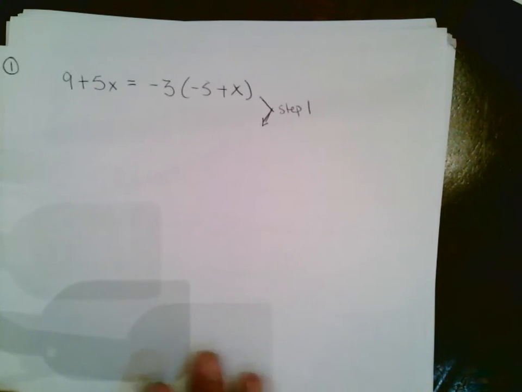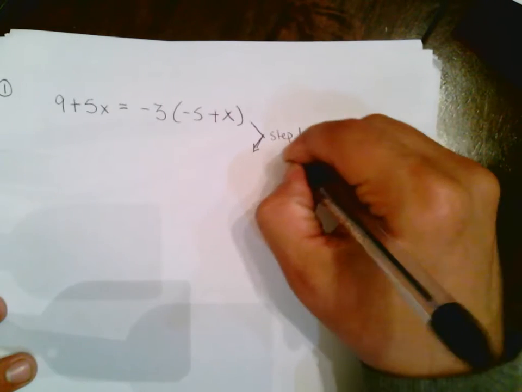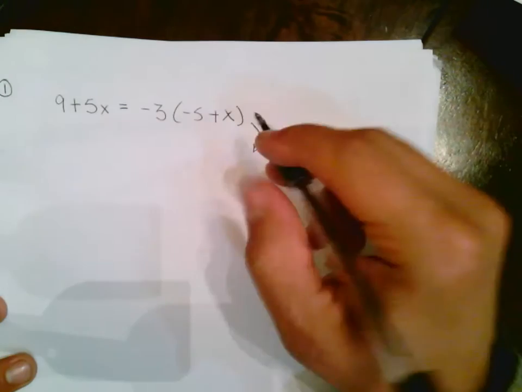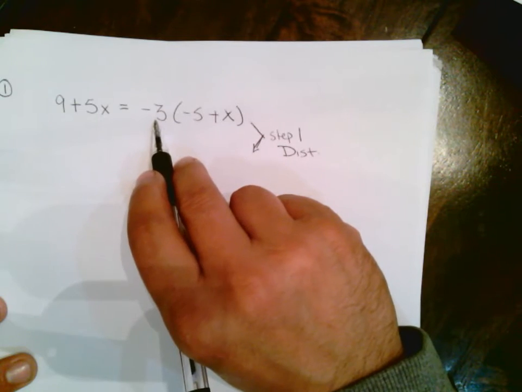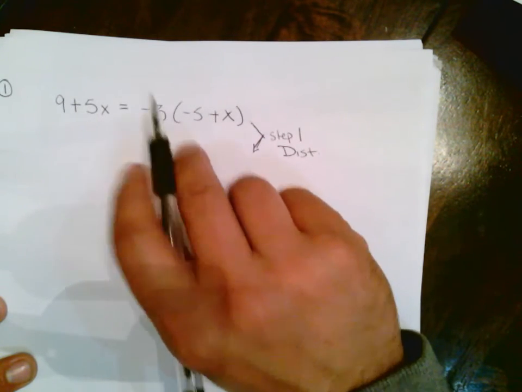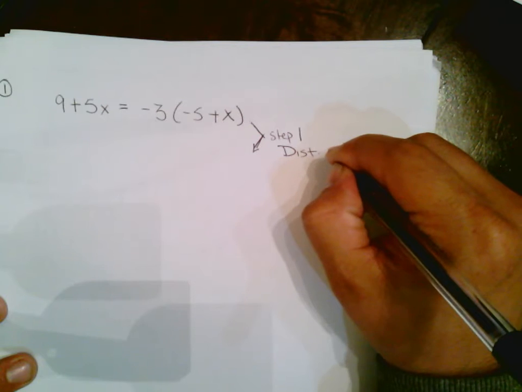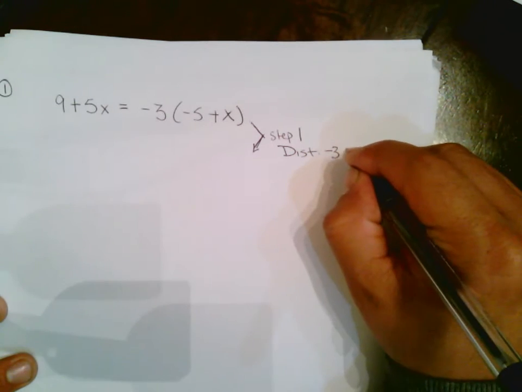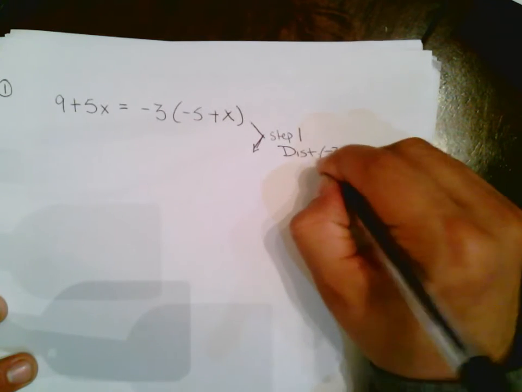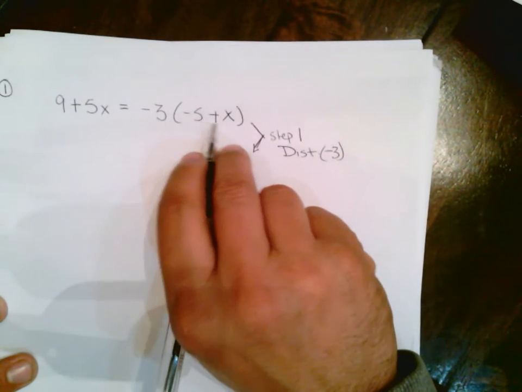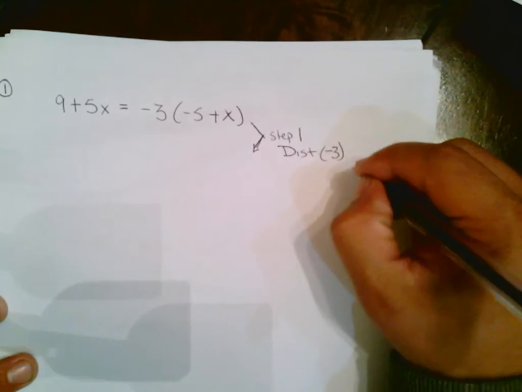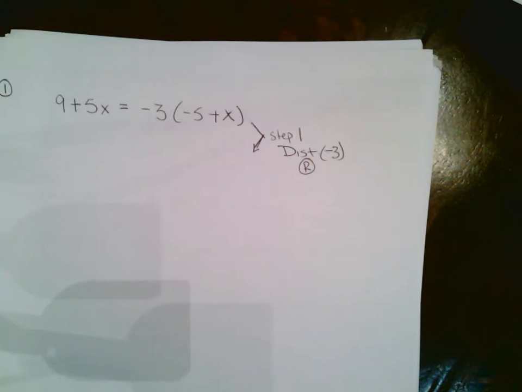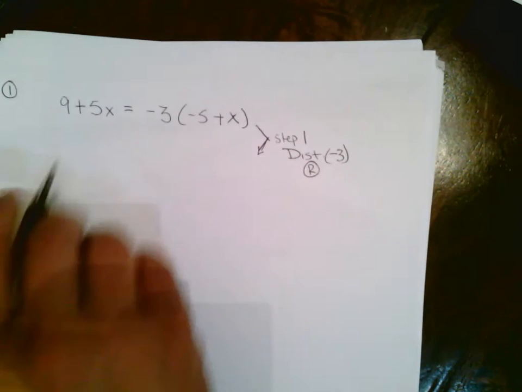So in step 1, we're going to use the distributive property, right? We're going to distribute this -3 to both terms inside, and this is only on the right hand side of the equation. So we're going to distribute the -3 to the negative 5 and the positive x on the right hand side. I'm just going to put a little r with a circle because that's the only thing that's going to be done to the right hand side. Everything else will remain the same.